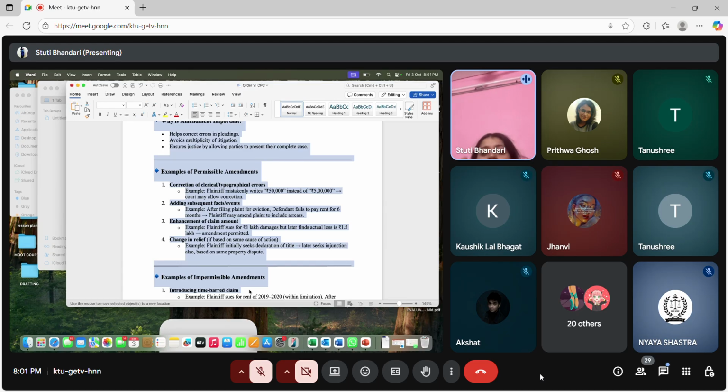However, tomorrow our plan of action will be that firstly we will see how a legal notice is drafted, then we will study order 7, and then we will see a sample draft of a plaint. And then on Monday we will draft a written statement.